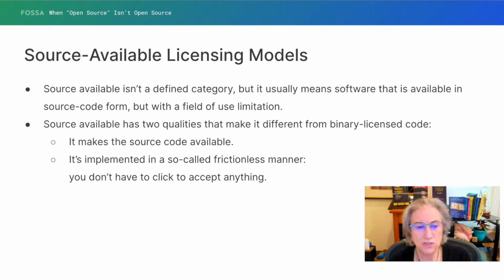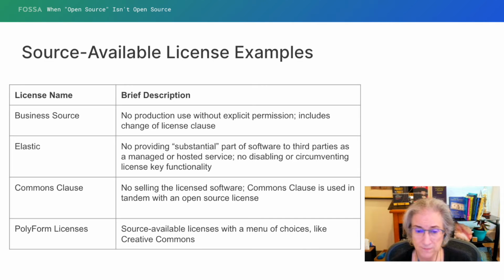rests. So just to recap, source available, like open source, makes source code available. Unlike open source, it has a license restriction, and like open source, it's deployed in a frictionless manner. So here are some examples of source available licenses that you might have heard of. The most popular one is the Business Source License, which was created by MariaDB. And it's been around for a long time.